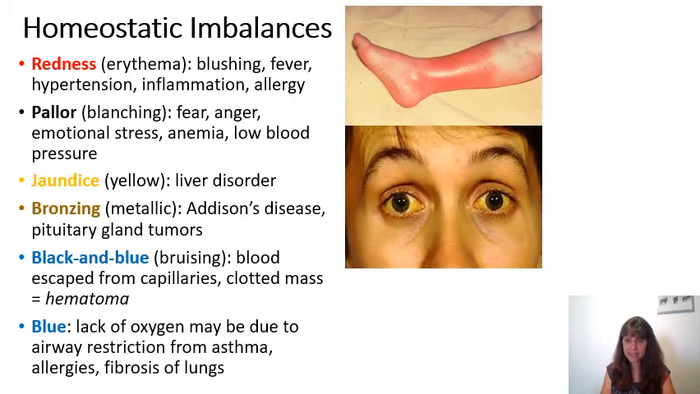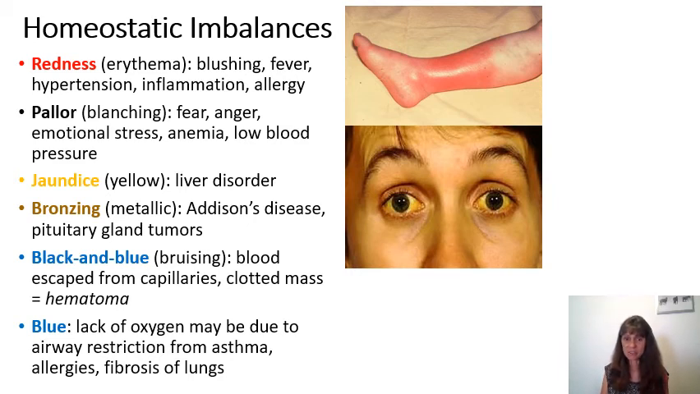There are other factors that can contribute to skin color, and not all of them are homeostatic imbalances, but most of the ones listed here are. Redness or erythema can be caused very commonly when someone has a fever or hypertension. Inflammation and allergies can cause erythema. Blushing, I wouldn't necessarily say is a homeostatic imbalance, but blushing would be a temporary transitory condition of erythema. Pallor or blanching, when somebody turns white, can be caused by fear, anger, emotional stress, anemia, low blood pressure.